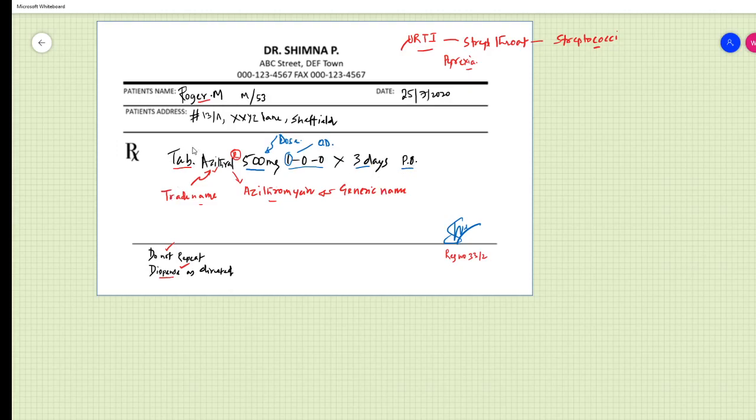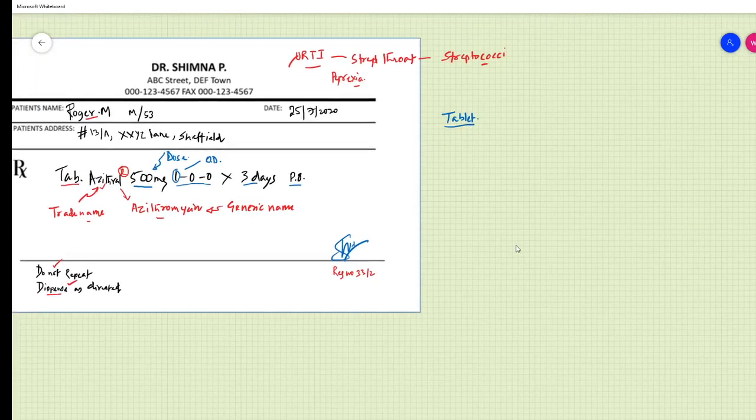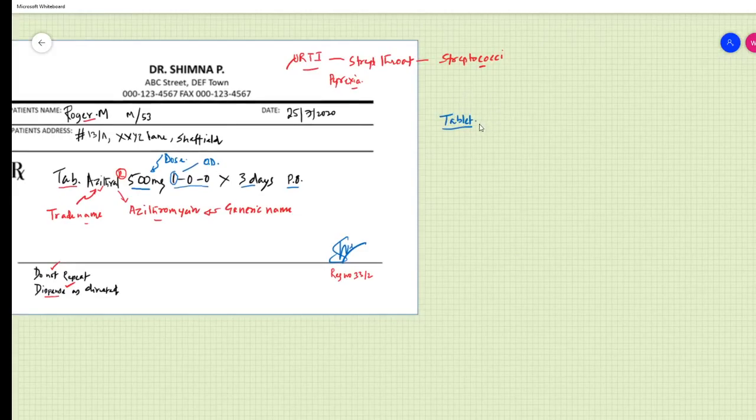So what do we understand? That it is a tablet that has to be administered orally. So what is a tablet? It is a solid dosage form. Do we know of other dosage forms which are solids? Yes, we do know. The most common ones would be tablets and capsules.